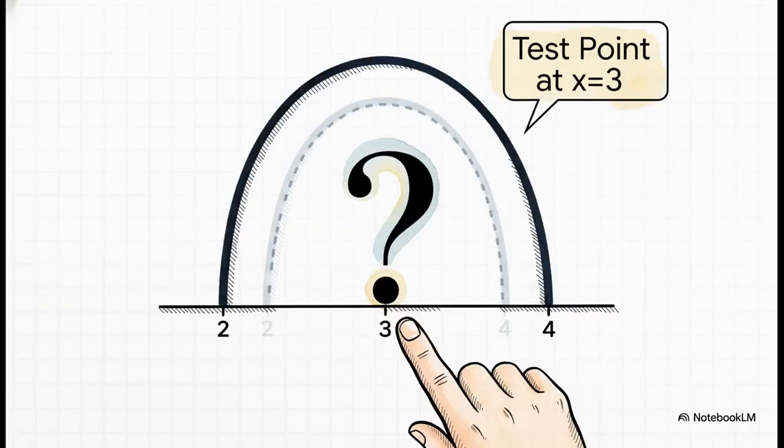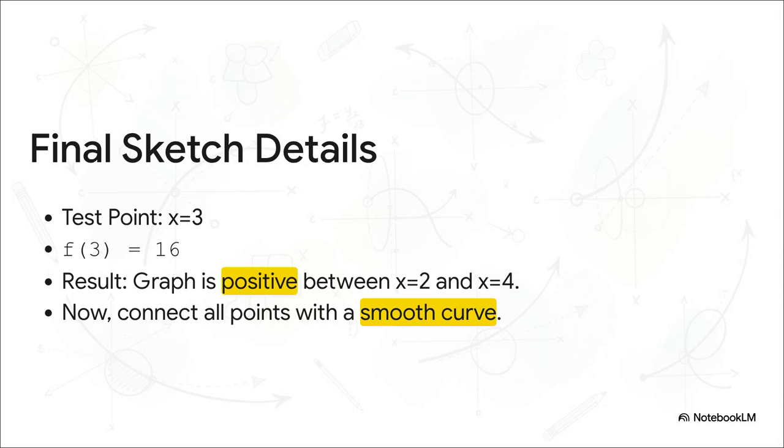We are so close. We've got almost everything we need. We know the graph crosses the axis at x equals 2 and again at x equals 4. But what happens in between? Does it go up or down? A really quick test point will tell us exactly what to do. Let's just pick a number right in between them, like x equals 3. When we plug in 3, we get positive 16. That means the graph is definitely above the axis in that section.